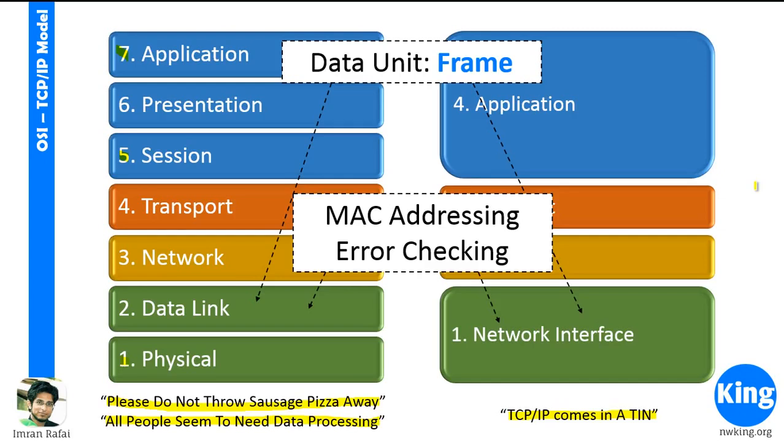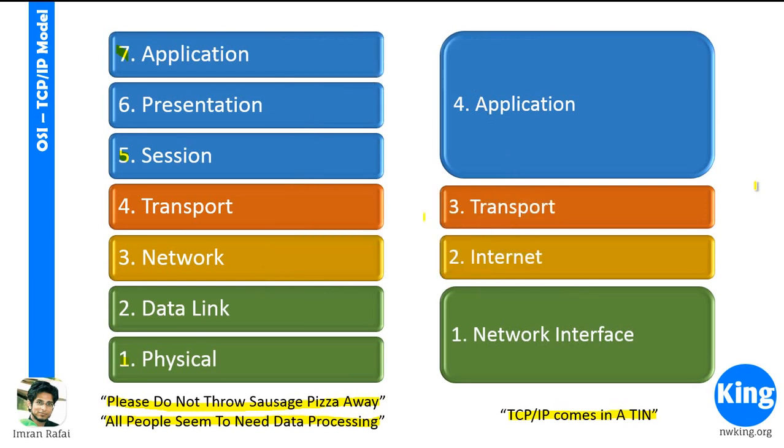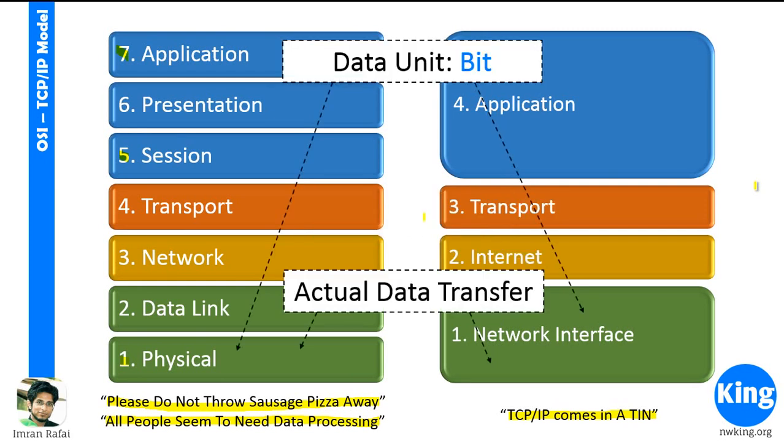This is also a layer where error checking happens. When information comes from the physical layer to the data link layer, the data link layer has the ability to check if errors were induced during transmission. It could use a cyclic redundancy check, CRC, or a parity check, and there are other error checking mechanisms the data link layer uses. Next is the physical layer, and the physical layer is where the actual data transfer happens.